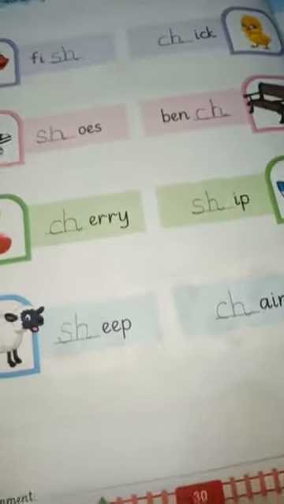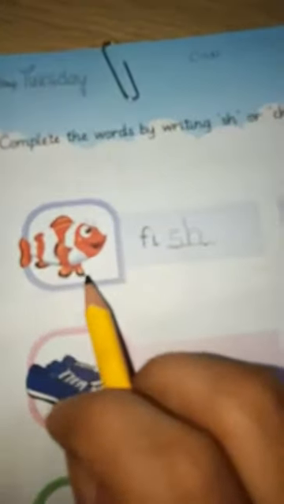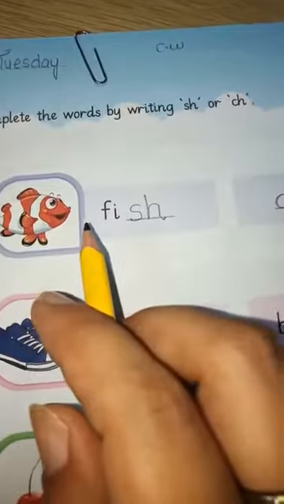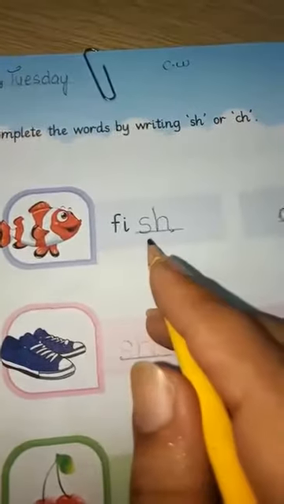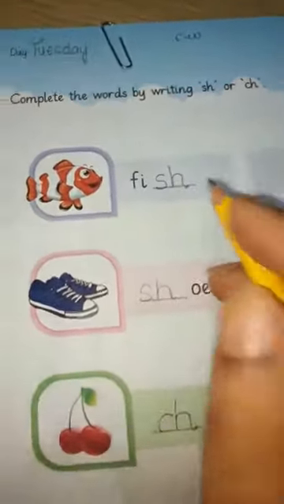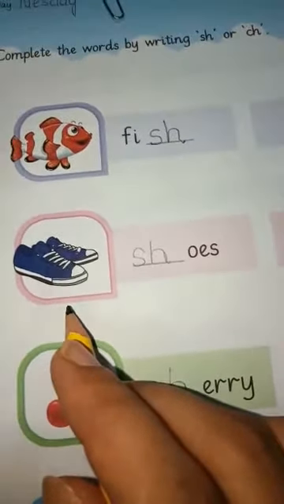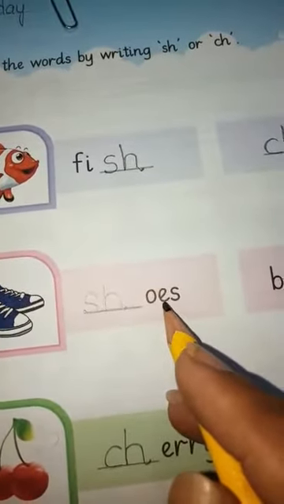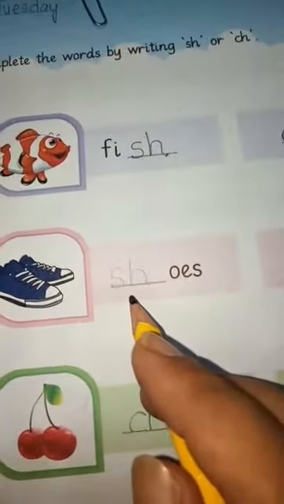Okay, I repeat it once again. The first picture given is fish. Yes, fish. And we put sh sound in fish because the ending sound of fish is sh sound. Okay, the next picture given is shoes. So the beginning sound of shoes is sh.